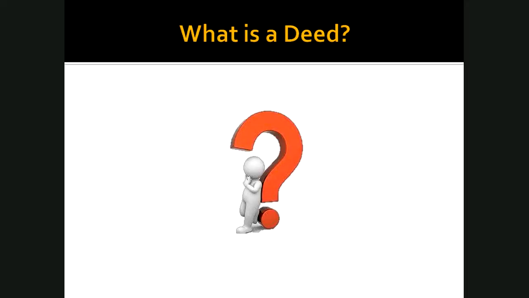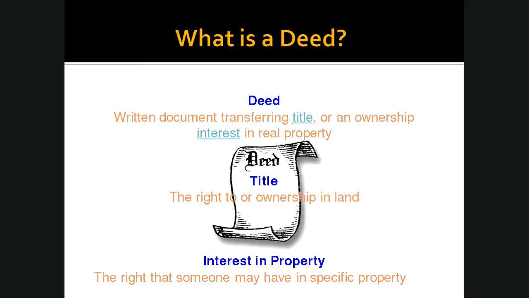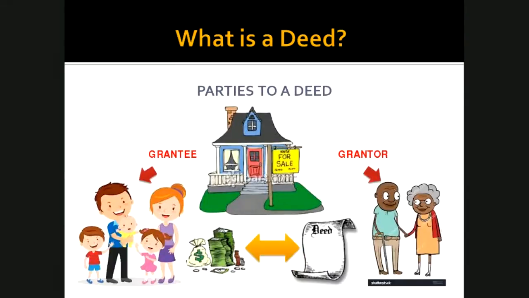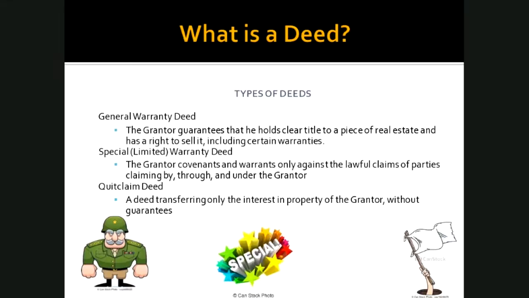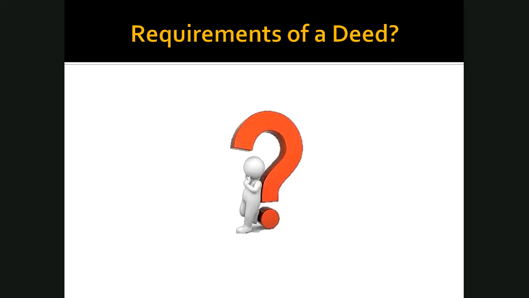So we looked at earlier, what is a deed? And we learned that it was the document that transfers title or an ownership interest in real property. We looked at the two parties to the deed, the grantor and the grantee. And we learned a couple of different types of deeds. So now we need to know what the requirements of a deed are.